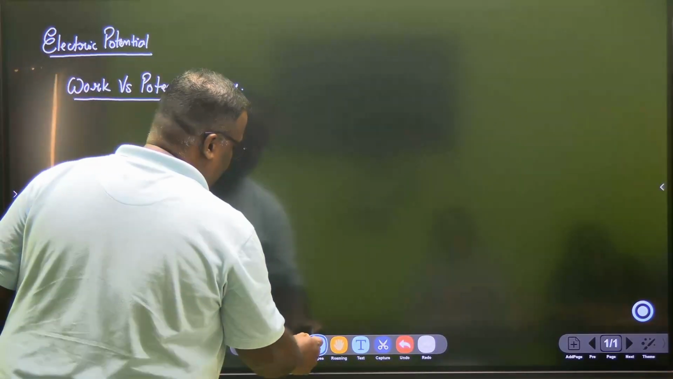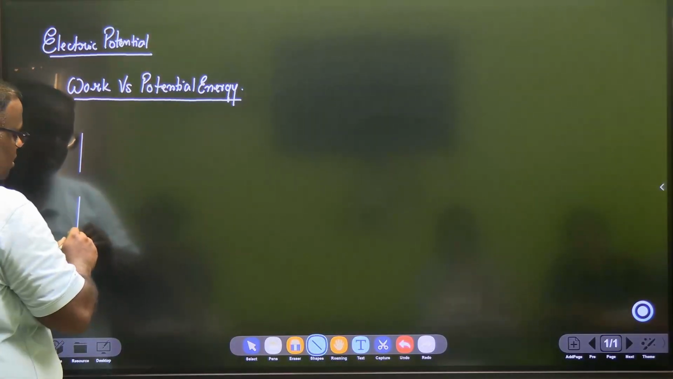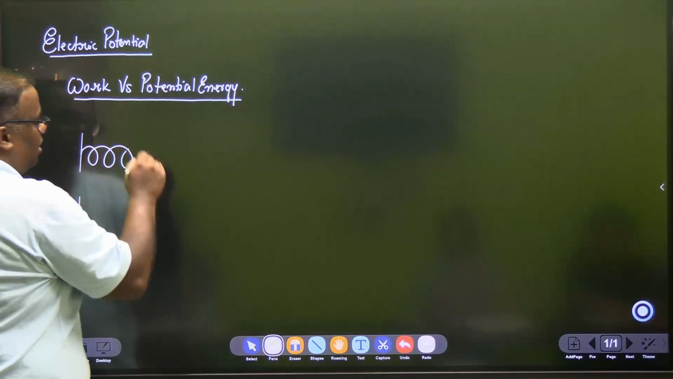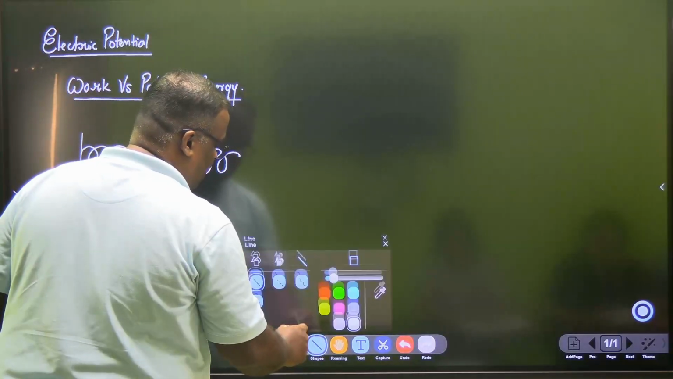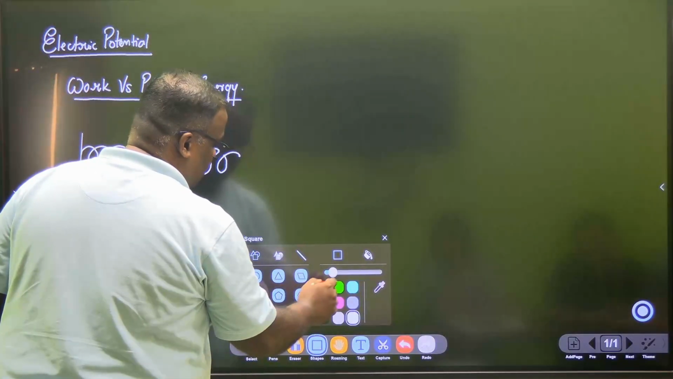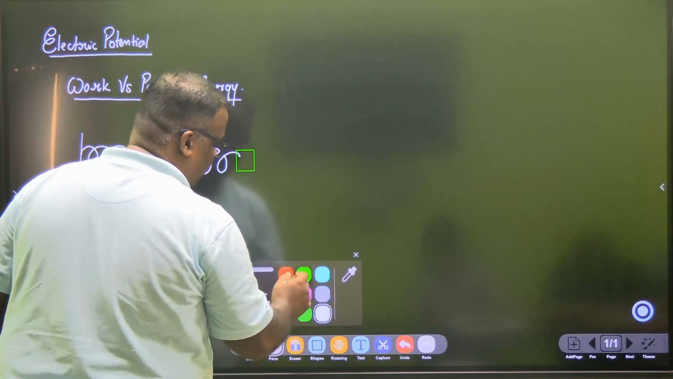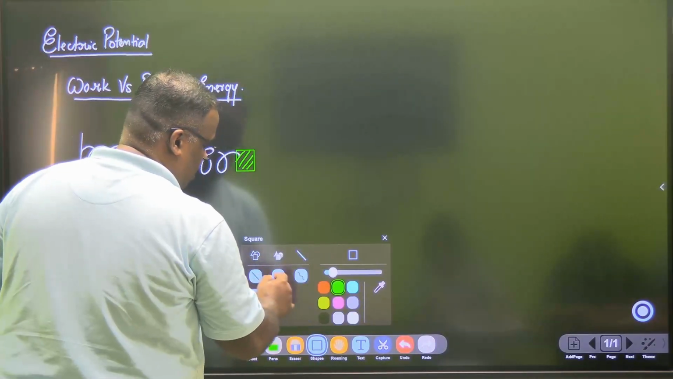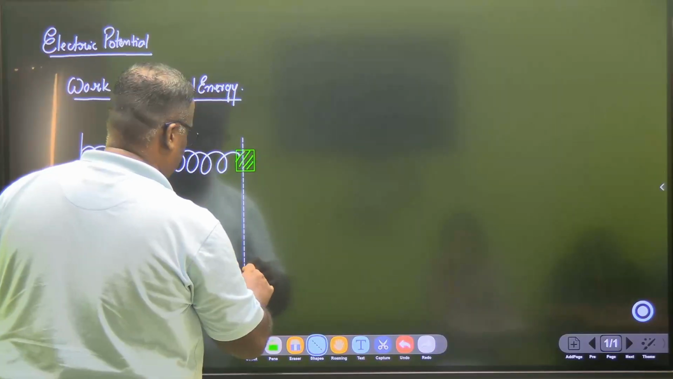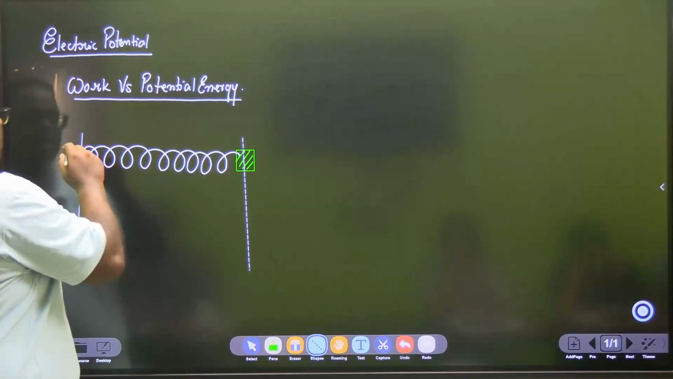So let me think about a setup. I have got a setup here, and this setup is all about a spring system. Let's say there is a spring, and the spring right now is not extended. I have a body that is attached to this spring out here.